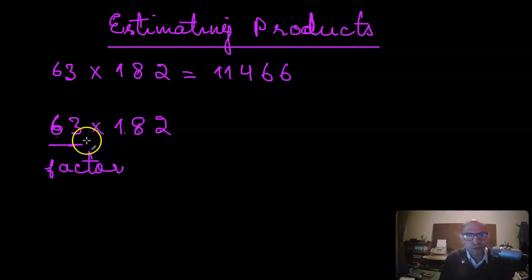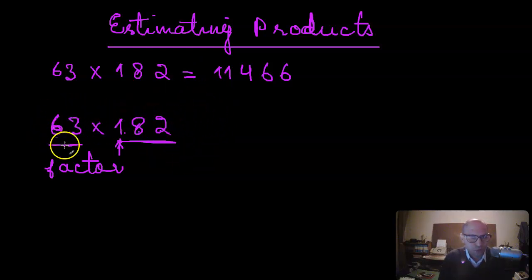So each factor, you would round it to the largest place value in that number. The largest place value over here is the tens place value, so you would round this to the tens place value. And in this factor, the largest place value is the hundredths place value, so you would round the number to the hundredths place value. And then do the calculation, right? That's usually going to be a good enough approximation.